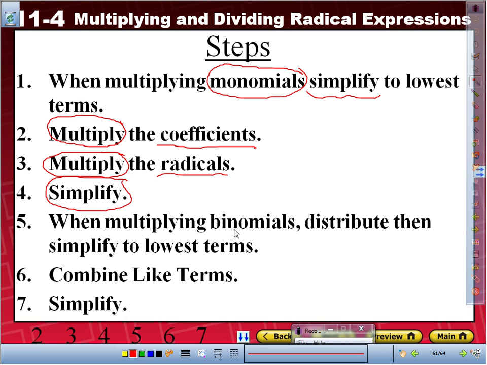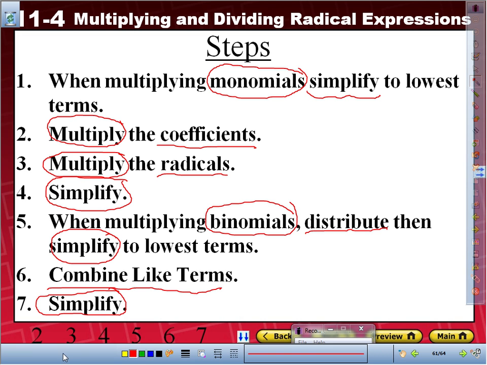But when we multiply binomials, we need to distribute, then simplify. From there, we're going to combine like terms. And what do we do at the end again? Simplify. Okay? So I just want to make sure that you understand 2 things that we're looking at today. Monomials times monomials, and binomials times monomials or binomials. And we're looking at what? Multiplication and division. Okay? Copy this down, please.